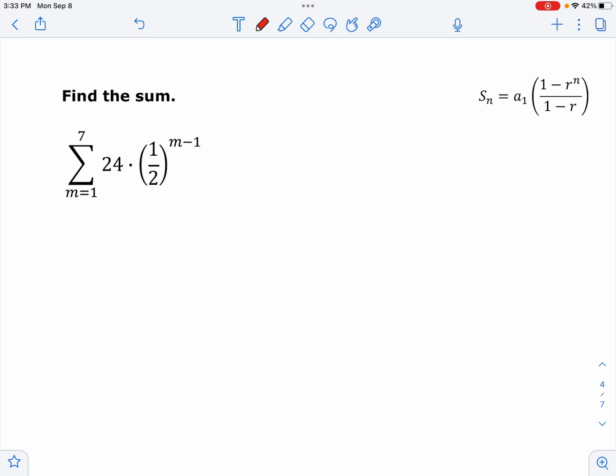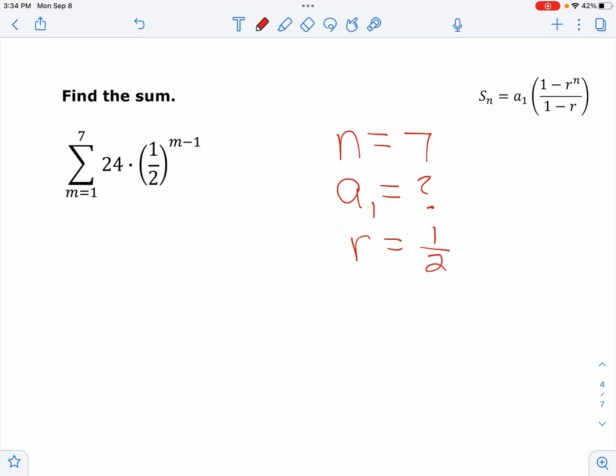But again, I've got to figure out what part is what. First, n is the number of terms. Well, 1 to 7, that's 7. You might say 7 minus 1 is 6, but you're counting 1, so that's 7 terms. And then a sub 1, I don't know yet, so we're going to have to figure that out. My common ratio, I do know. It's my multiplier, in other words, the thing with the exponent on it. So it's a half.